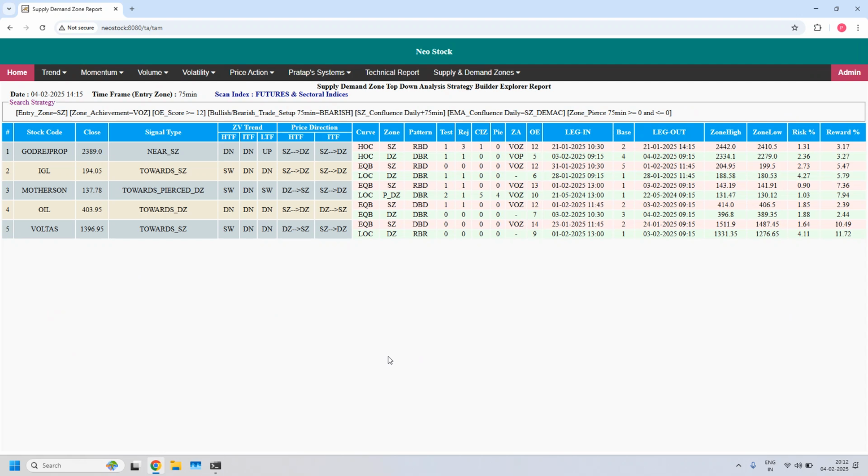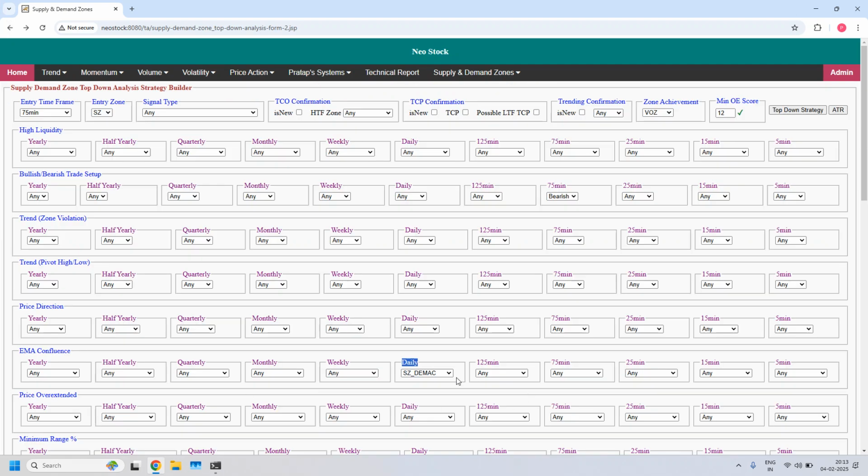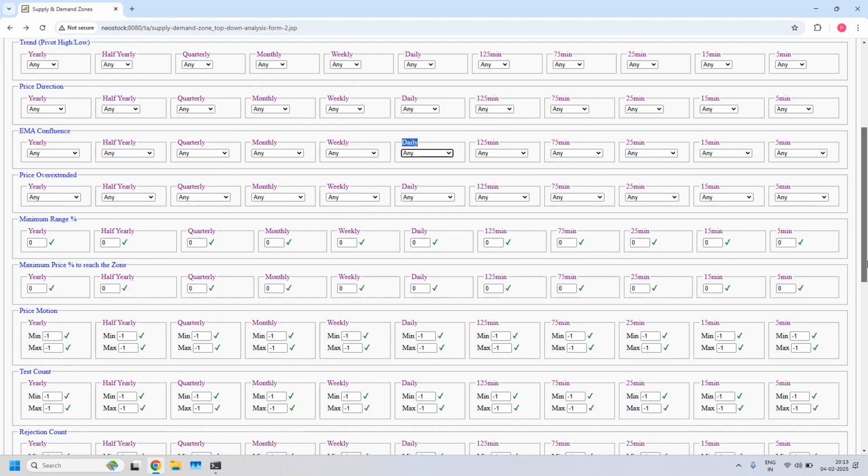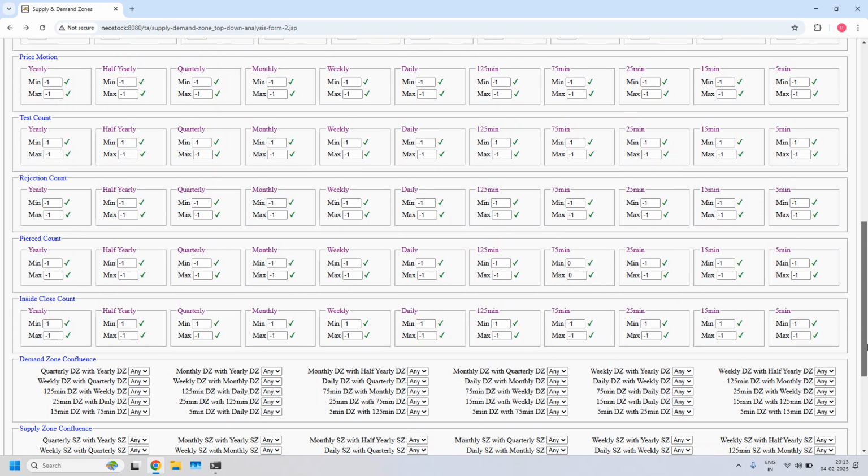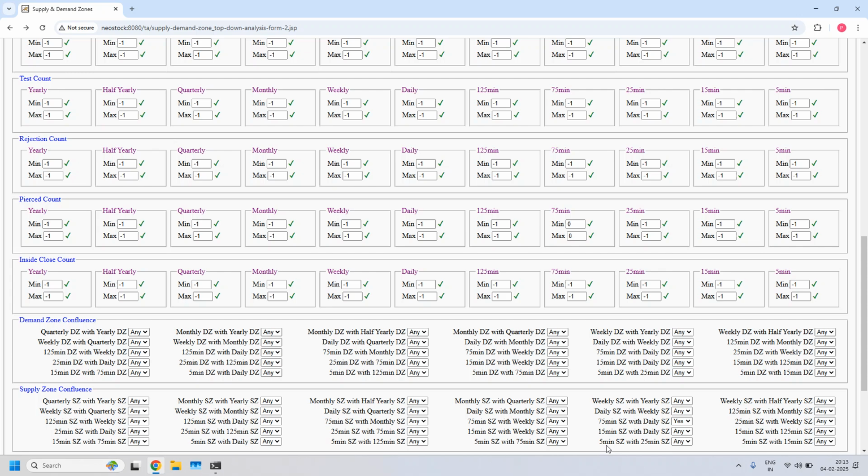Okay, next let us look for LTF, ITF, HTF supply zone confluence. That is 75 minutes daily and weekly supply zone confluence. I removed EMA filter. In the supply zone confluence, 3 filters we have to set. First one is already enabled, 75 with daily.